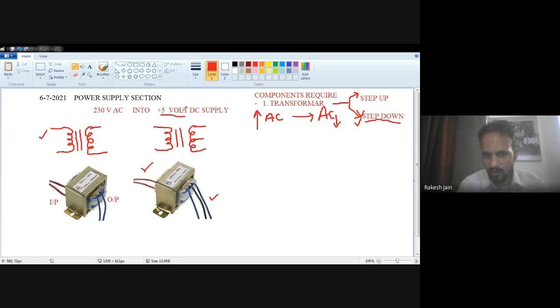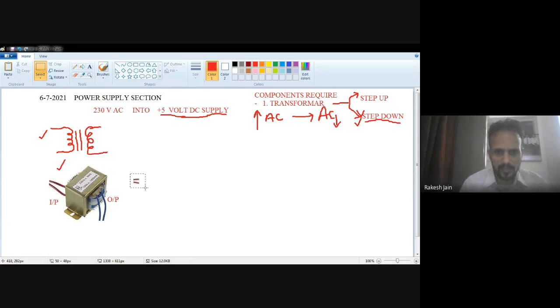But I require a 5 volt DC supply, so I can use any transformer. So let's suppose I use the simple transformer. So I just remove the center tap symbol and its connections. The input side I must connect with a 2-pin cable.